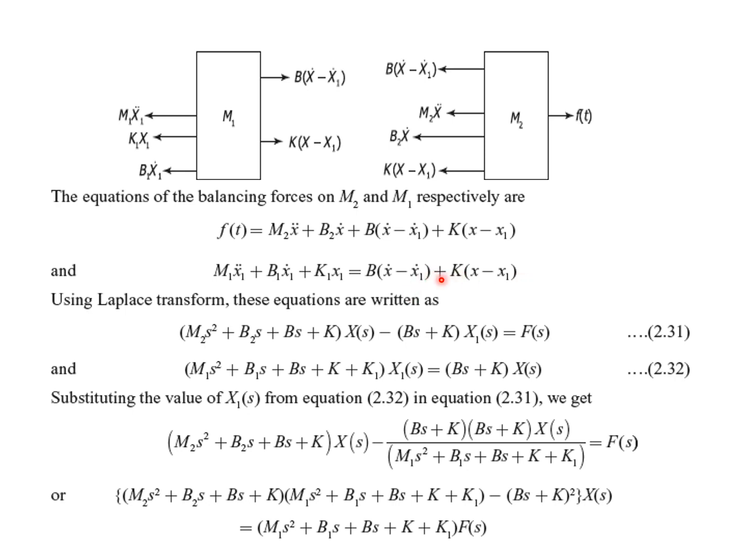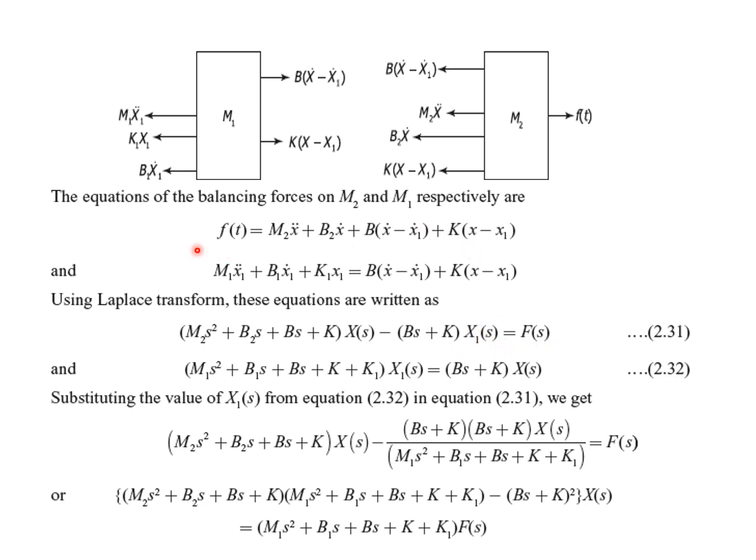When I move these two terms to the left-hand side, you can equate it to 0, and this could be taken as x1 minus x, x1 dash minus x dash, and x1 minus x. That is also applicable. Now by applying the Laplace transform to these two equations, we can write the first as (m2 s² + b2 s + b s + k) X(s) − (b s + k) X1(s) = F(s).